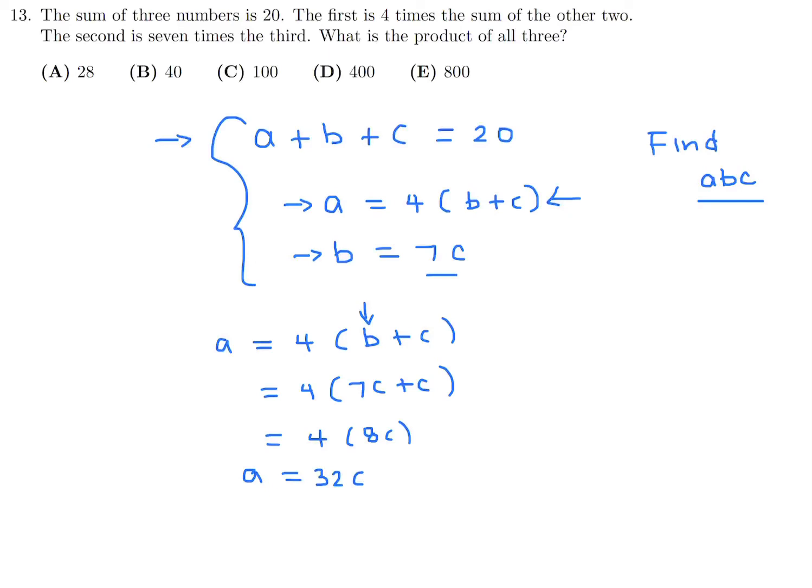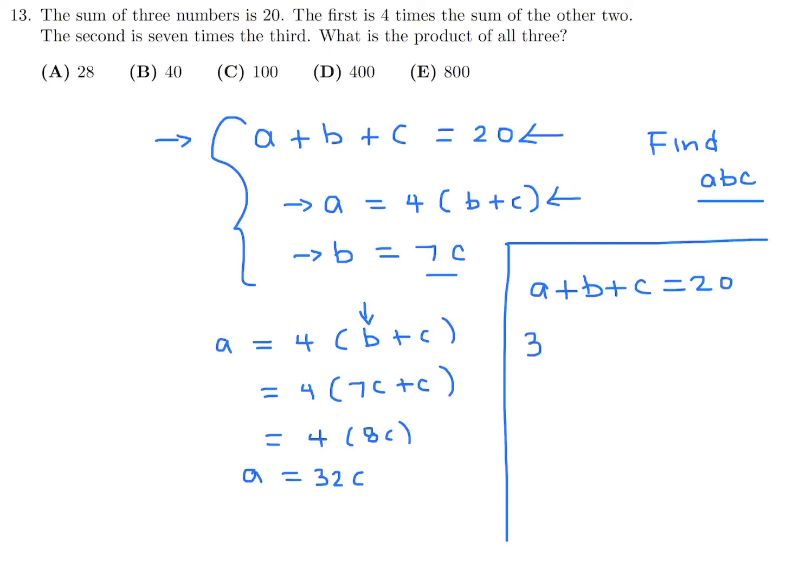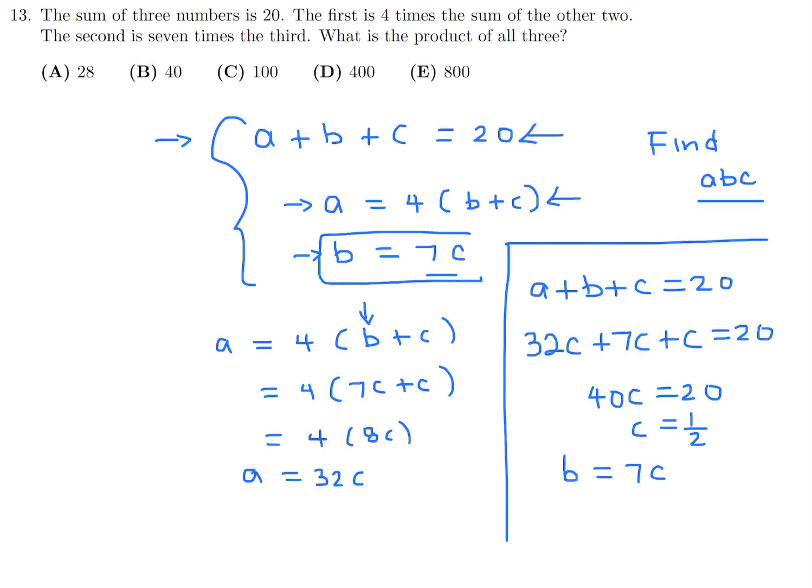Great, I've got A in terms of C, B in terms of C. I can now plug it all back into this one right here. So A plus B plus C is 20, and then I've got 32C for A, B is 7C, and then just C. So 32 plus 8 is 40C, is 20, and therefore C is 1/2. Correct? Now B is equal to 7C according to this equation. So 7 times 1/2, so it's 7 over 2. And then A is equal to 32C according to that equation. So 32 times 1/2, so that's 16.